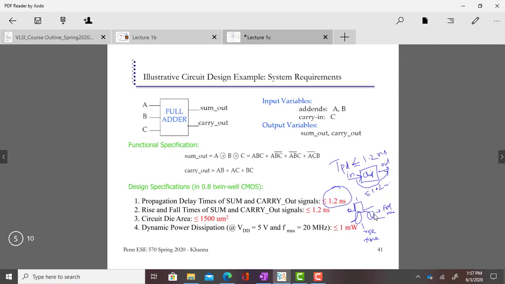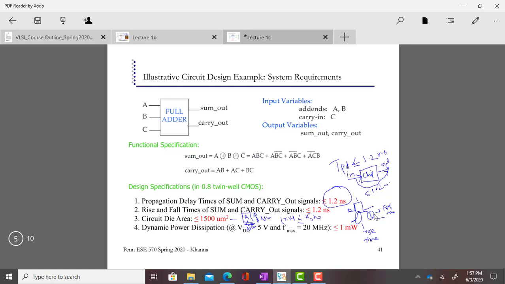Another requirement from the user is that the overall chip area should be less than 1500 square micrometers. So this is one side, this is the other side. This is in some micrometer, this is in some micrometer. If you multiply the length and width, it should be less than 1500 square micrometers.